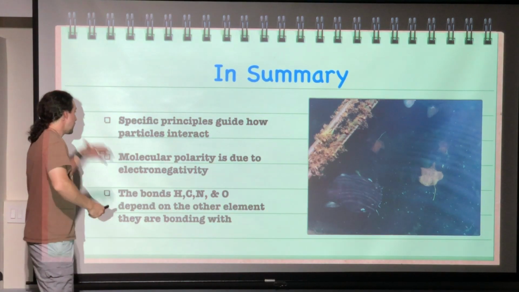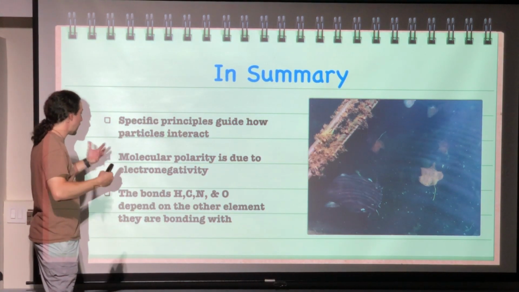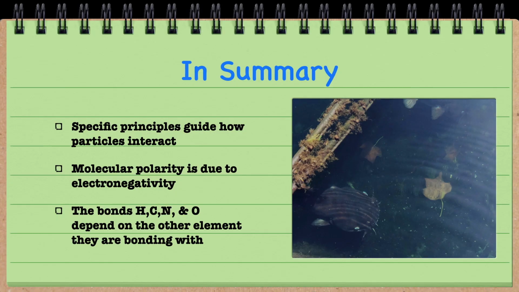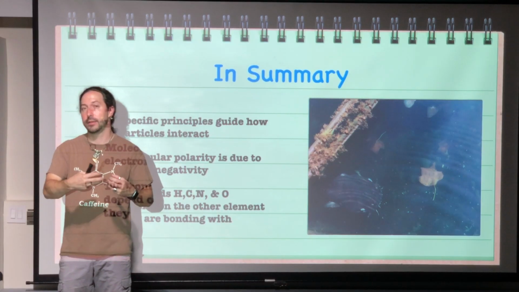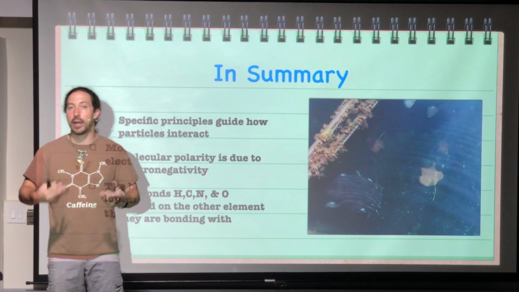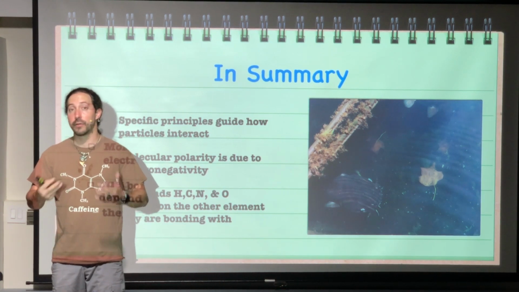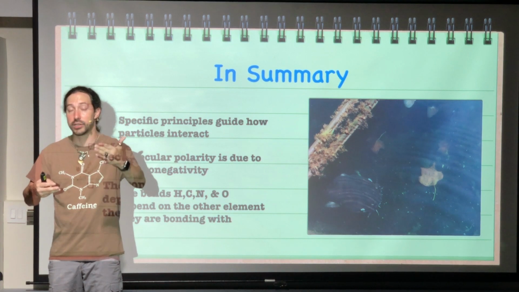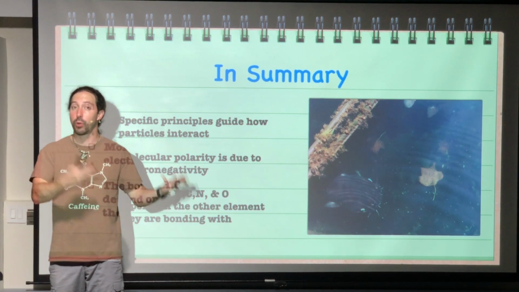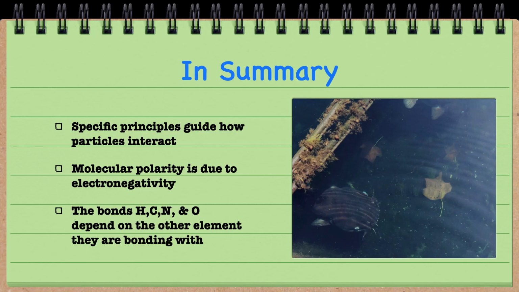And lastly, the bonds between hydrogen, carbon, nitrogen, and oxygen depend on which other element they're bonding with. It's not that oxygen always forms a polar bond. It doesn't. Oxygen, if it bonds to oxygen, forms a nonpolar bond. But if oxygen forms a bond with either carbon or hydrogen or nitrogen, then it forms a polar bond. So it's important what elements are interacting and what the difference in their electronegativities are. That's going to determine how they interact as molecules.